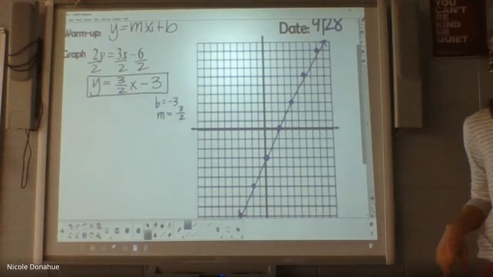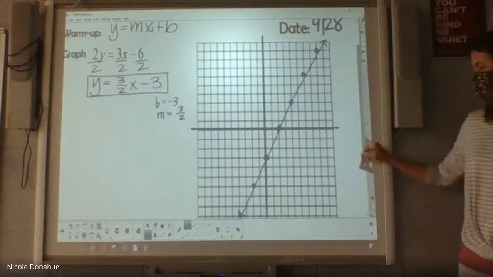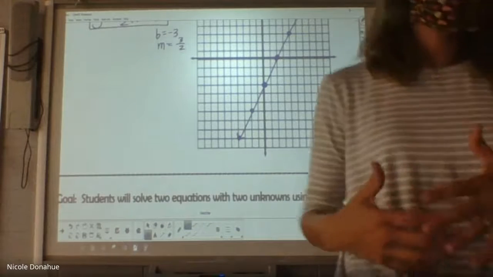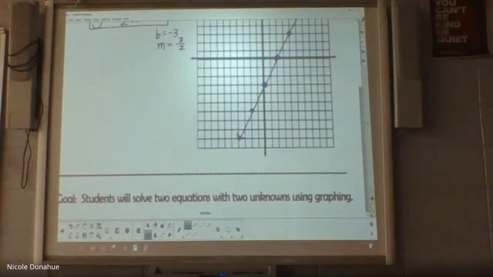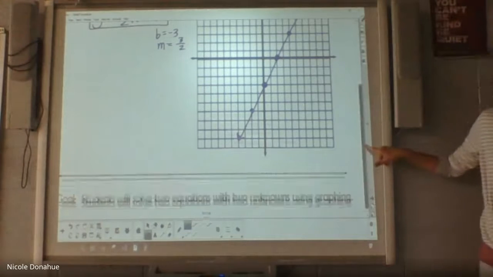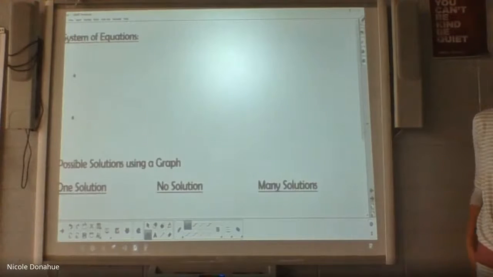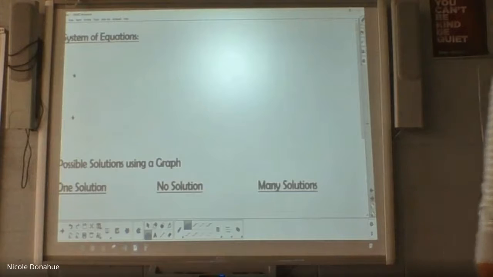Okay. So guys, we'll graph our linear equation. It's kind of the most important thing we're going to be working on today. So what we're going to be doing is solving systems of equations, which is 2 equations with 2 unknowns, so 2 variables. All right. So a system of equations.